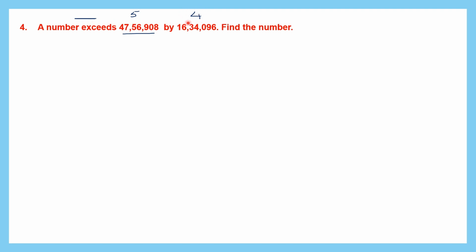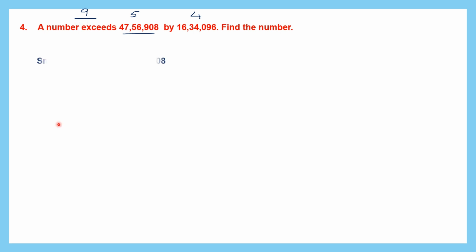When we add up these two, 5 plus 4 is 9. Suppose I put 9 here. Now can you see 9 is greater than 5 by 4. So what did we do? How did we get this number? We added up these two. In the same way, when we add up these two, we will get this number. So this is a smaller number. We have to find the larger number.